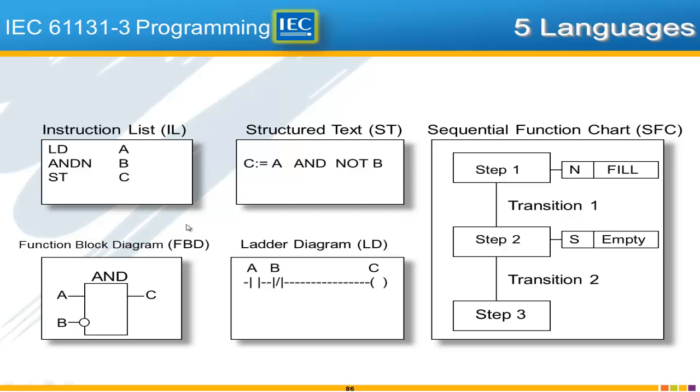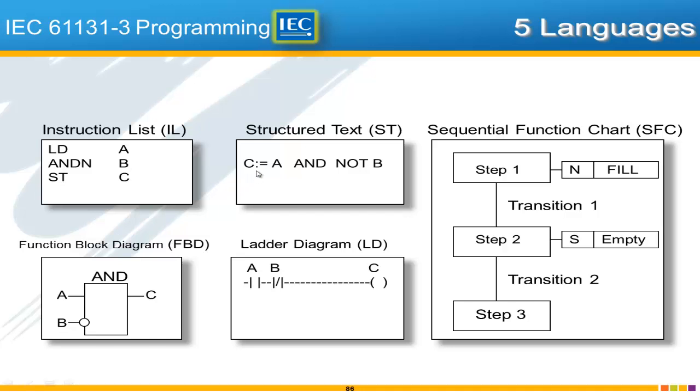Let's take a moment to examine the code sample, a very simple code sample that's given as an introduction to the 5 different languages. And let's compare these 4 here. With instruction list, it's a very low-level machine assembly language type of language where we have load, LD, value A, AND it with the NOT of B, and store to value C.